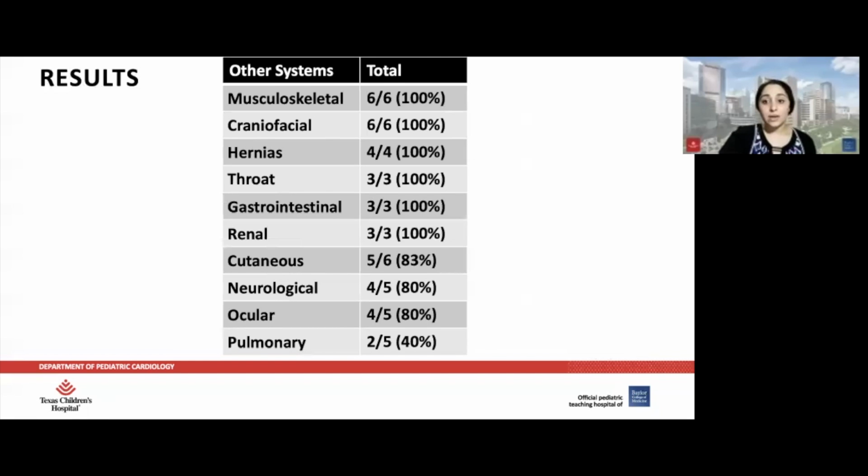Other features that were noted to be involved included the musculoskeletal and craniofacial features, where 100% or all 6 of our patients had features consistent with ATS for both. And we did have 83% or 5 out of 6 of our patients with cutaneous manifestations as well. And these are the other features that we have seen in our patient population.